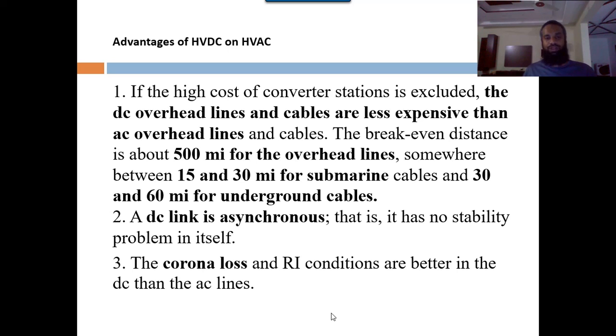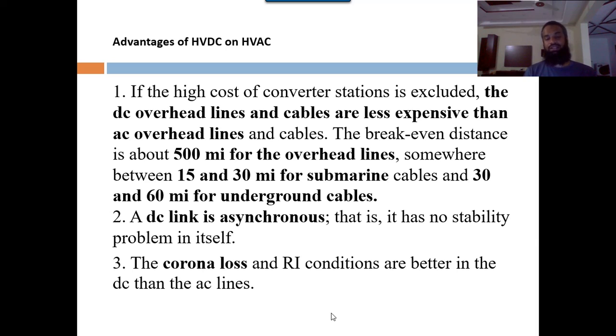Somewhere between 15 to 30 miles for submarine and 60 miles for underground. So we have three different standards. If we want to install an overhead transmission line, then the length should be greater than 500 miles. Otherwise it is useless. Second thing is, if we want to use this transmission line in submarines, then it should be 15 to 30 miles. While if we want to use it for the underground cable, then it would be 30 to 60 miles.